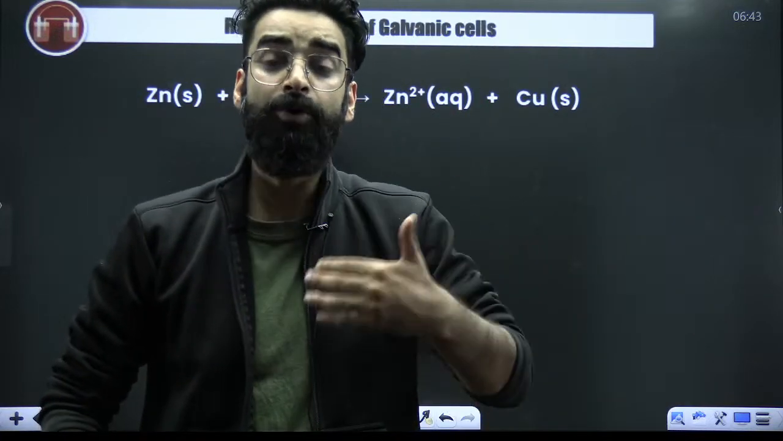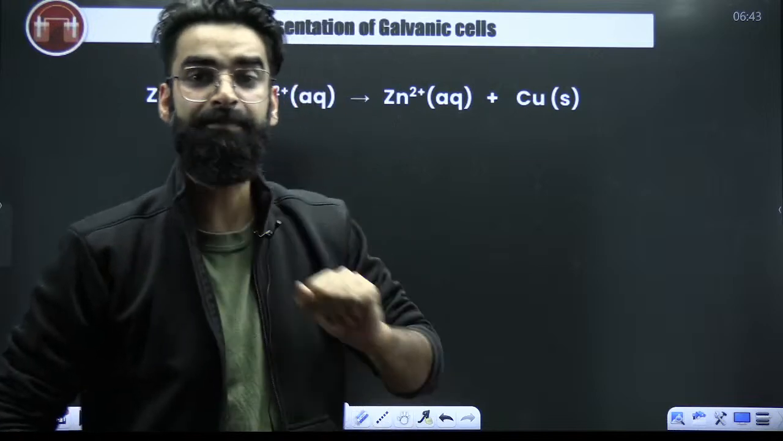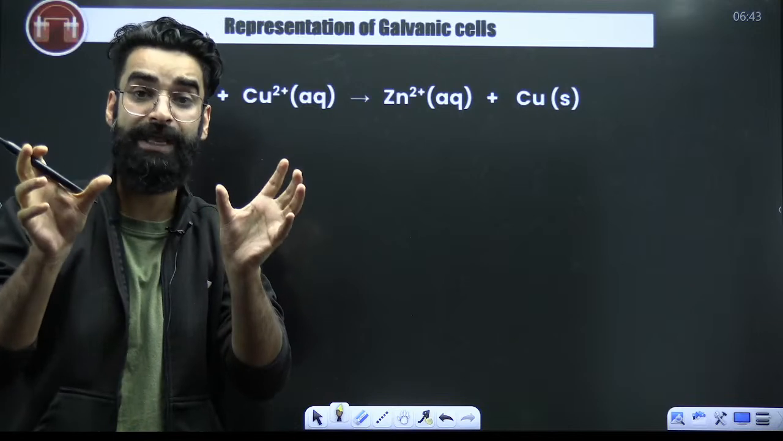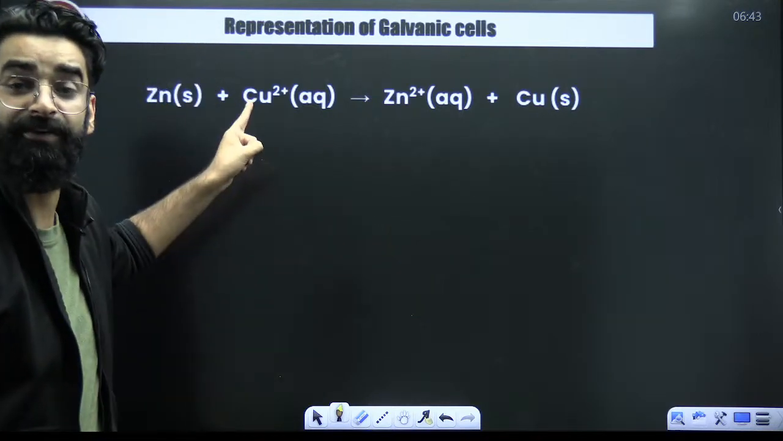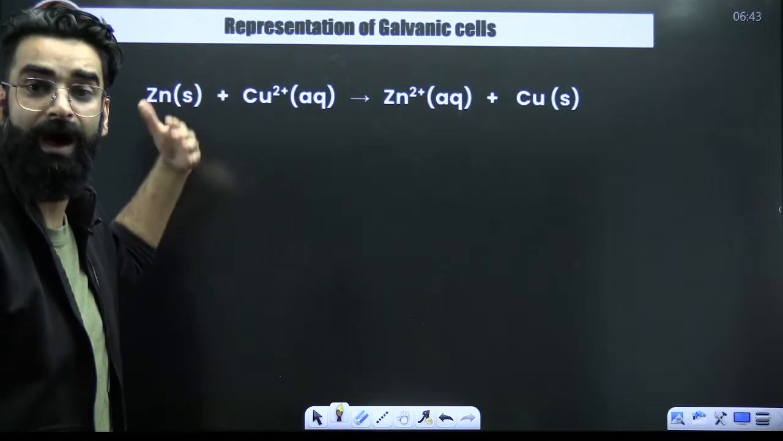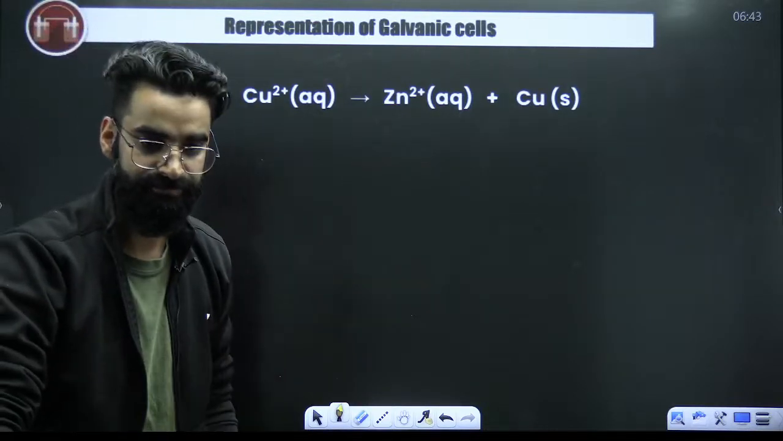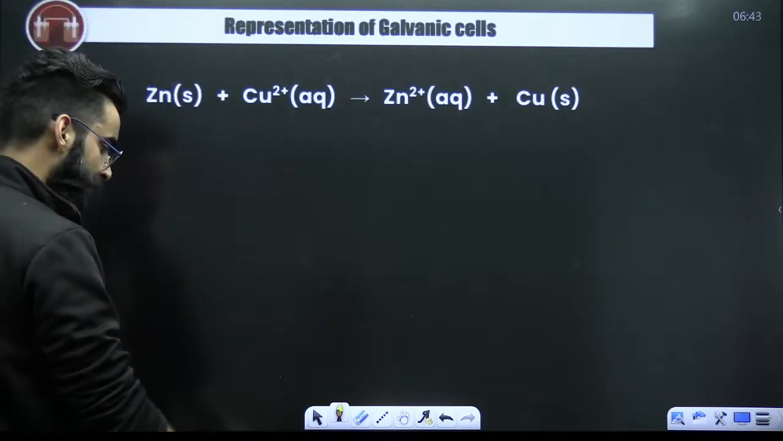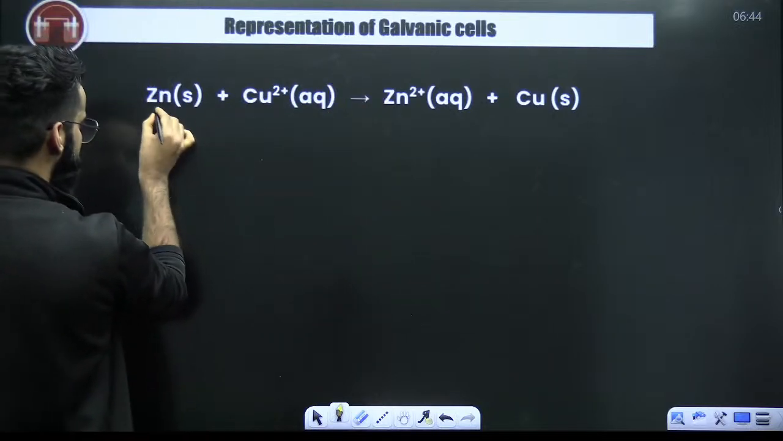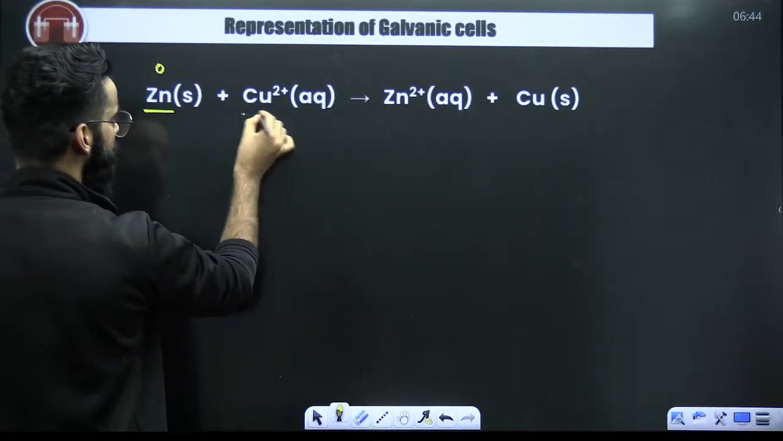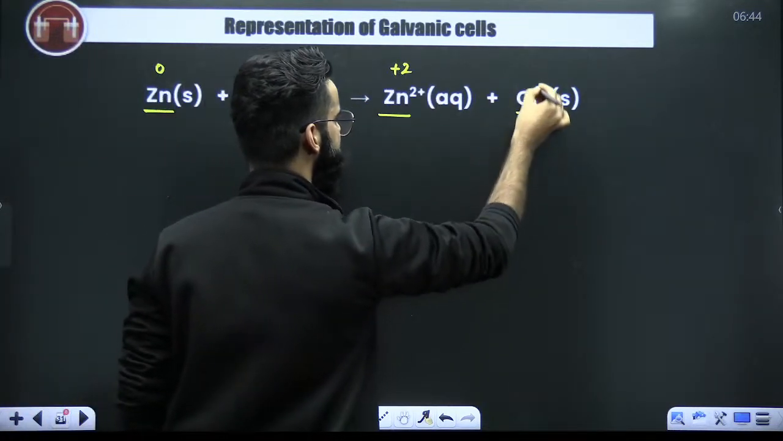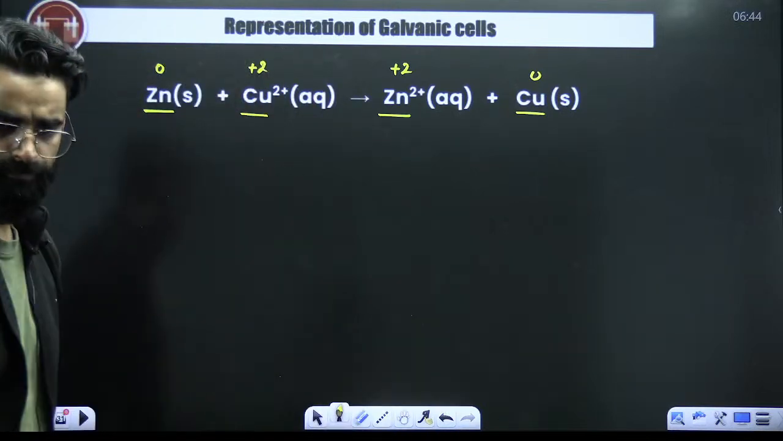Now, how do you represent the galvanic cell with the help of its net cell reaction? Imagine that there is a galvanic cell in which you have used two electrodes. This is the net cell reaction taking place in the galvanic cell. With the help of this net cell reaction, you should know how to represent the galvanic cell. Try to understand. See, guys. First of all, since this is the net cell reaction, what is the charge on zinc? Zero. What is the charge on copper? +2. What is the charge on this zinc? +2. What is the charge on this copper? It is zero, right?